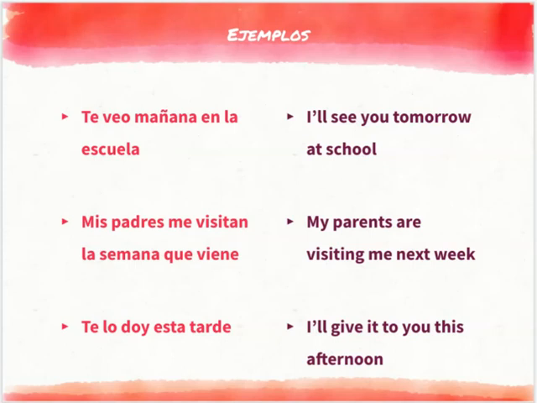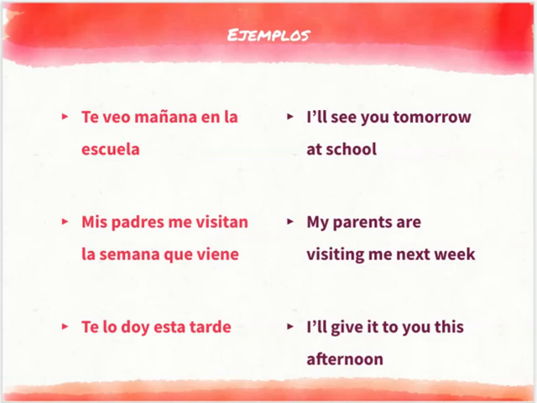In the second example, my parents are visiting. In English, we're using the progressive, the ing form, but in Spanish, we're just using the regular present tense to say that they are coming to visit. They've booked their tickets, they have their plans, they will be here.